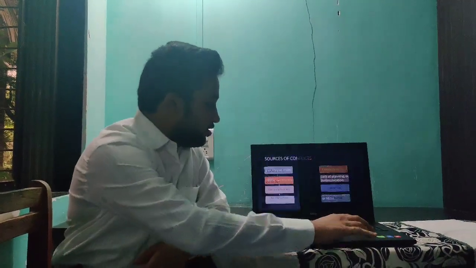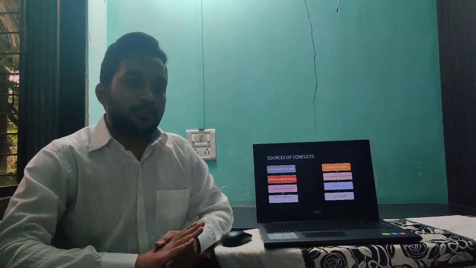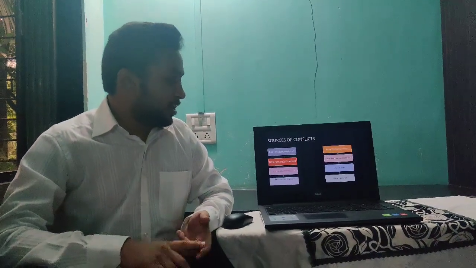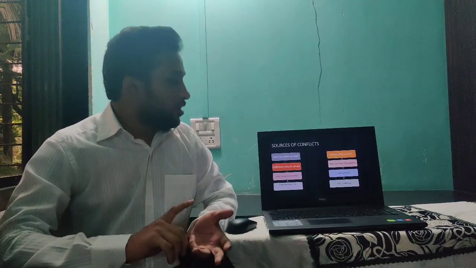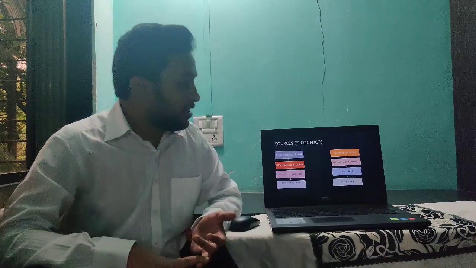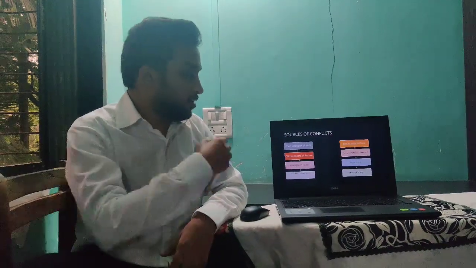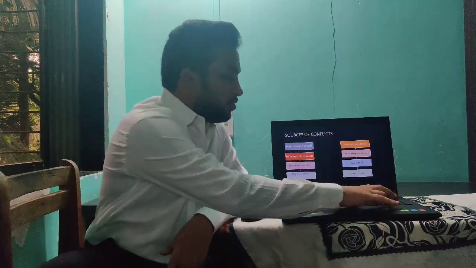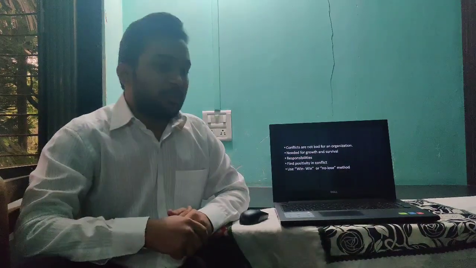The next thing we're going to see is sources of conflicts. There are various sources of conflicts, such as poor selection of staff, different sets of values, presentation, personality clashes, poor working environment, and different other factors. Some of them are listed below, and there are many others.